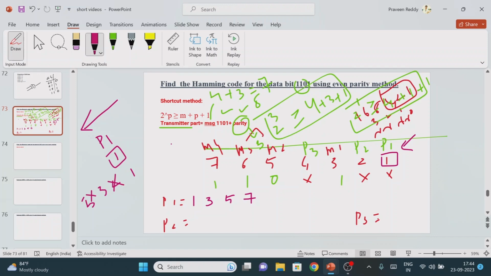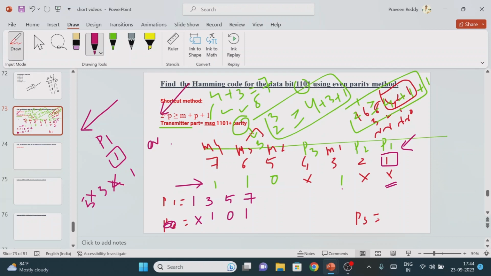Now see that as per the given question we have these values, right? These are the 1st, 3rd, 5th and 7th positions. So what is the value at the first bit location? As of now, this value is unknown. Now what is the value of the third location? This value is 1, right? What is the value of the fifth location? 0. What is the value of the seventh location? 1.